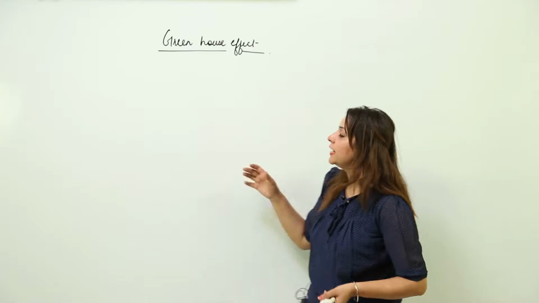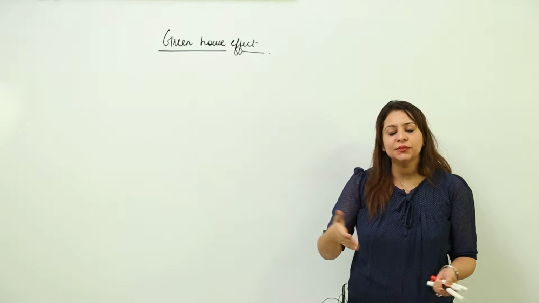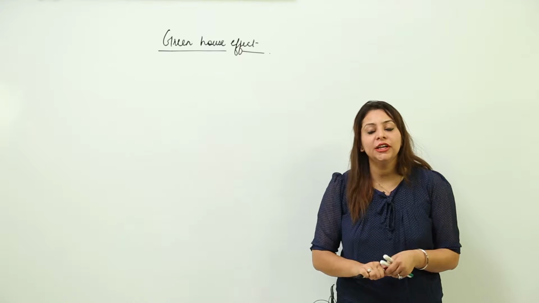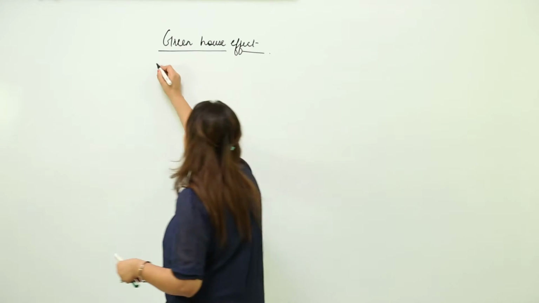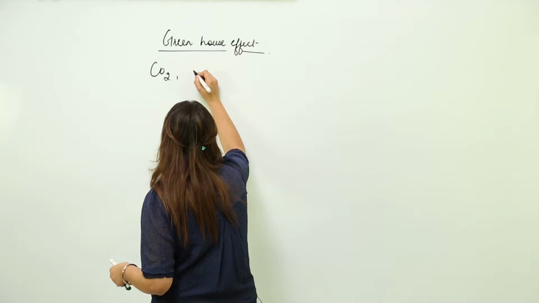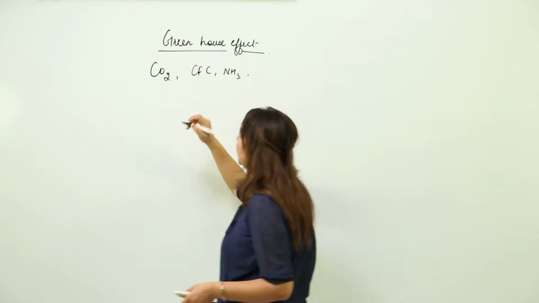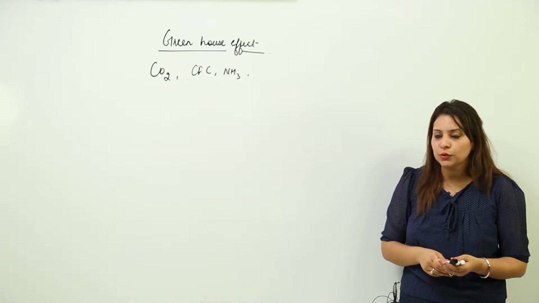Now we are going to start with the greenhouse effect. There are many gases, as we discussed in air pollution, and the major consequence of air pollution is again the greenhouse effect. Many gases like CO2, CFC, and ammonia are actually causing the greenhouse effect. So in this topic we are going to discuss what actually the greenhouse effect is.